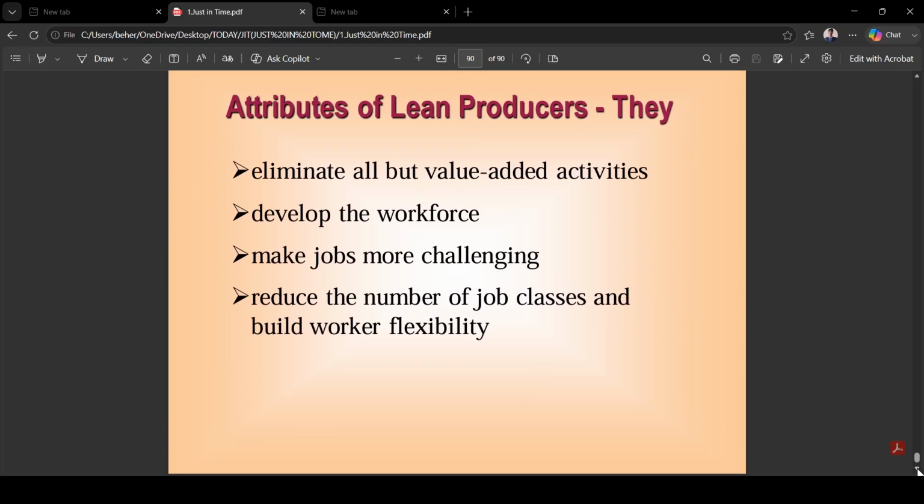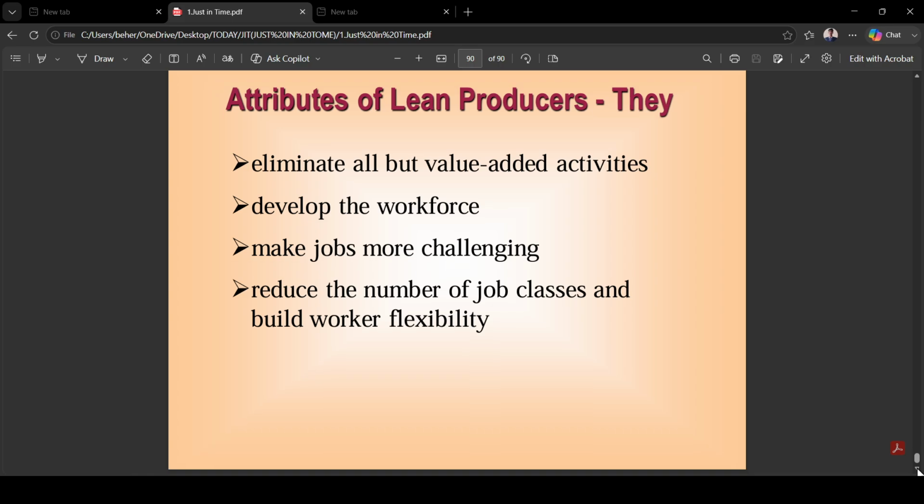Attributes of lean process: eliminate all but value-added activity, develop the workforce, make jobs more challenging, reduce the number of job classes, and build work flexibility. That is the overall view of JIT.